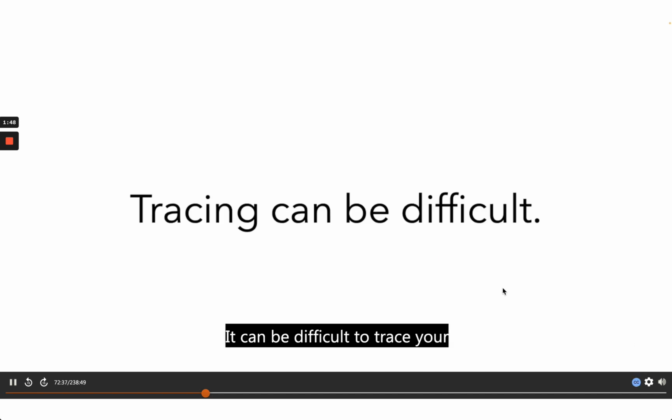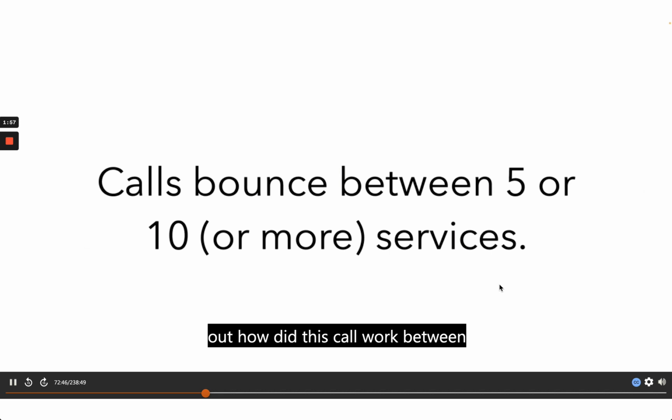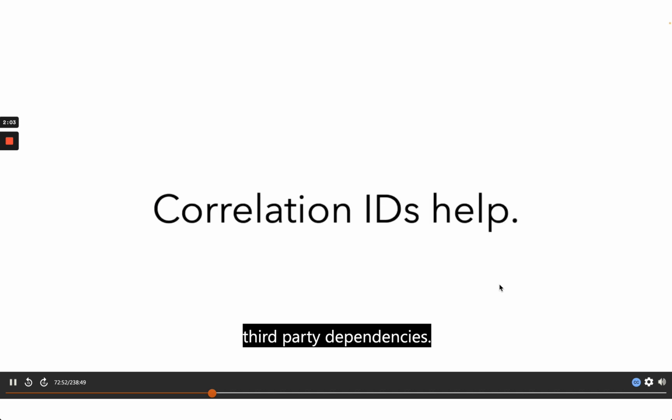Speaking of which, it can be difficult to trace your way through code because I can't just put in a breakpoint anymore. I actually have to try to figure out how did this call work between multiple different services, multiple different areas of the company, or third-party dependencies. Correlation IDs are your friend here.